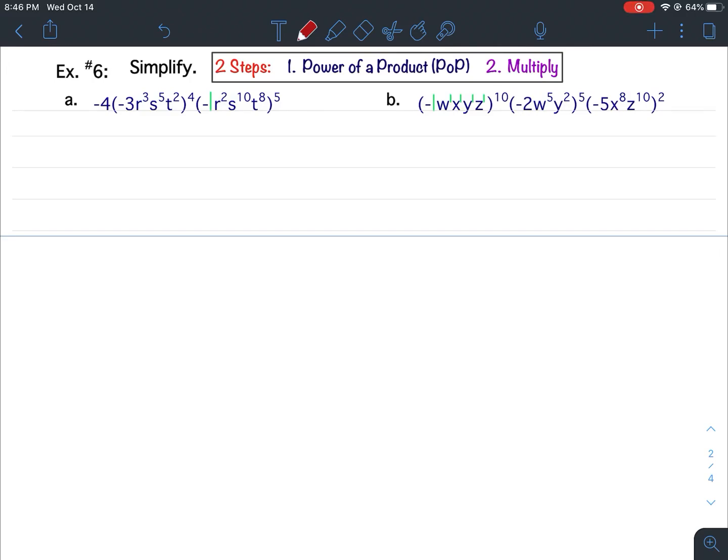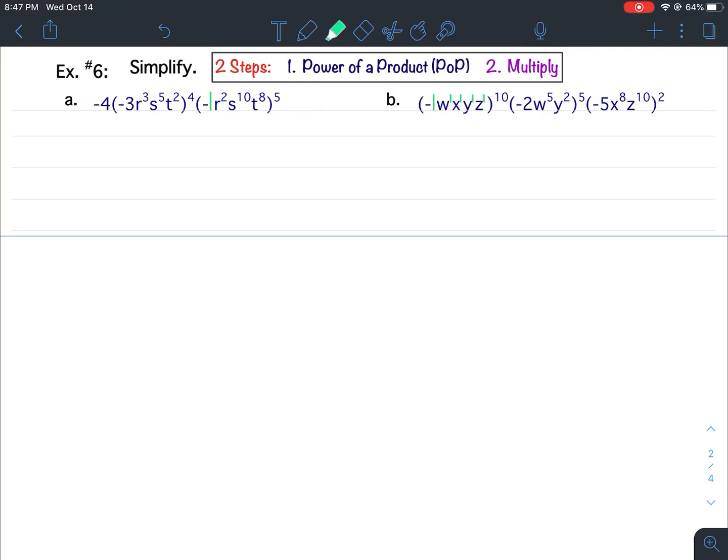Laws of exponents, powers, and products, lesson 4.2 notes, example number 6. Simplify. If you look at these problems, not only do you have the monomials raised to an exponent, so a power of a product in other words, but they're also being multiplied by another monomial. So there are two steps to these problems.